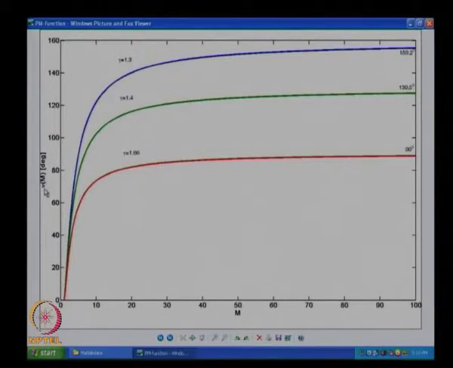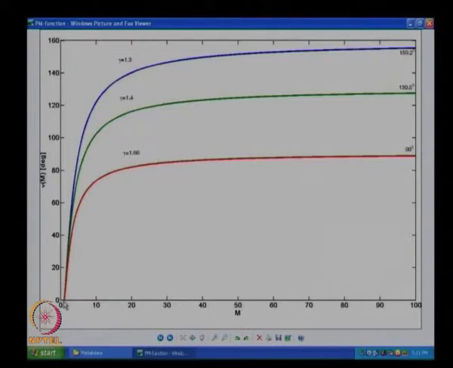This is the Prandtl-Meyer function for every Mach number plotted against Mach number here. I am showing it for 3 different gamma values. What we have to do is look at the function for any particular gamma and see what it looks like. For us most commonly the gas is air, so we will look at this green curve first, that is for gamma equal to 1.4.